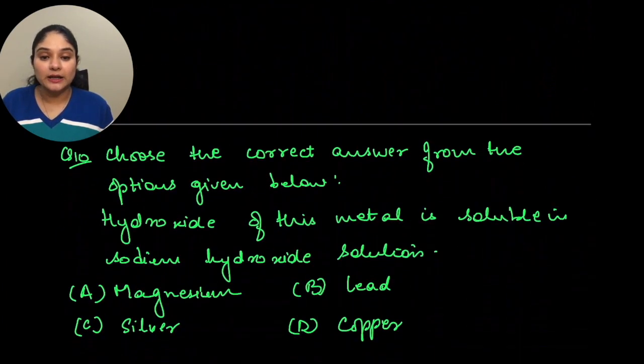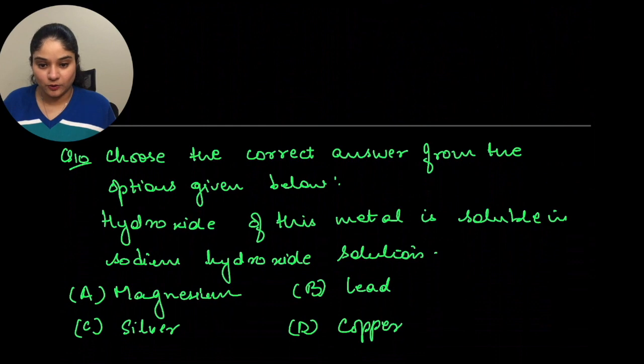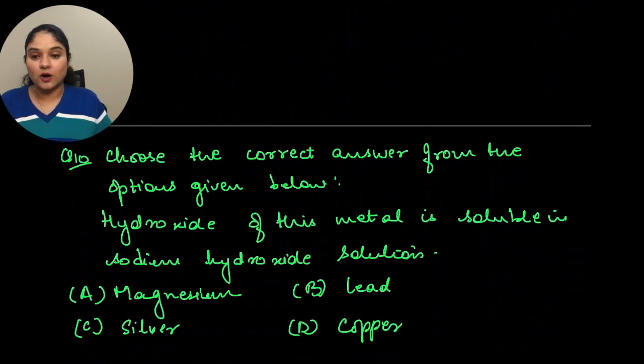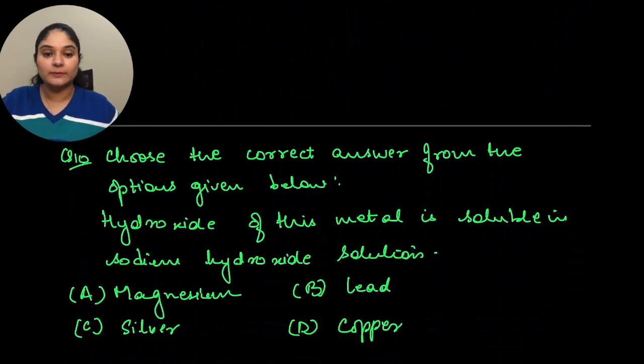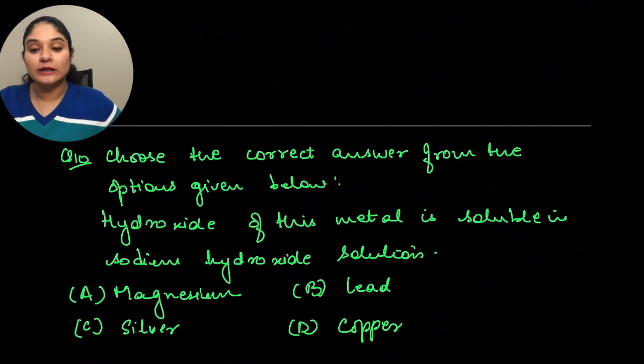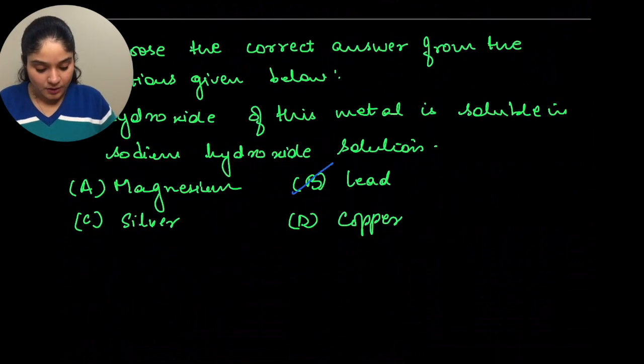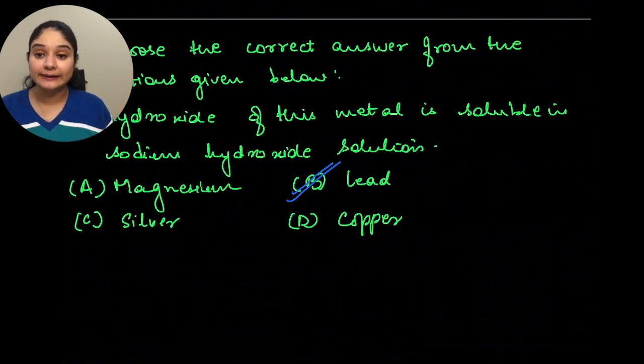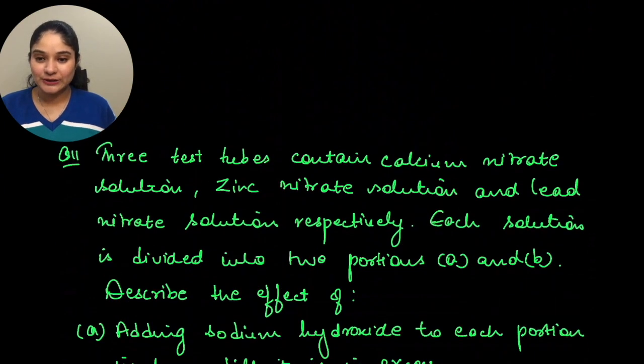Choose the correct answer from the options given below, and your hydroxide of this metal is soluble in sodium hydroxide solution. So lead is soluble. If you take reference from the chart again, lead is soluble. Let's move ahead to the next question.